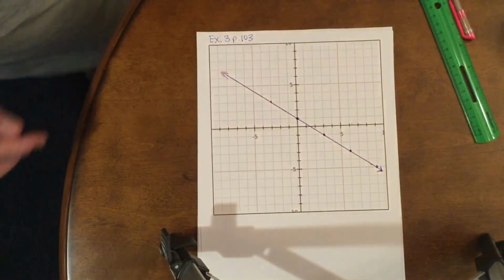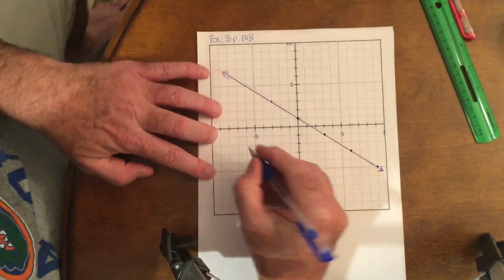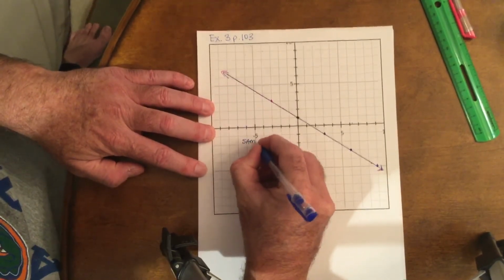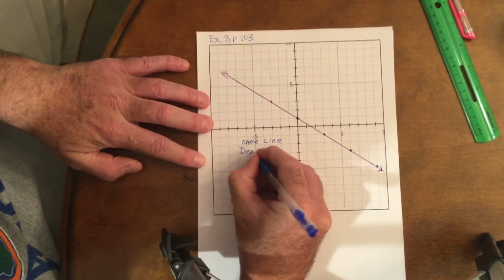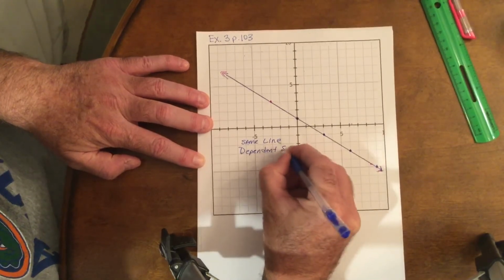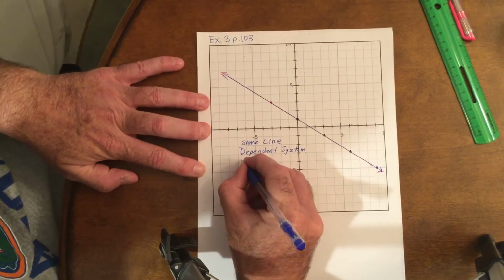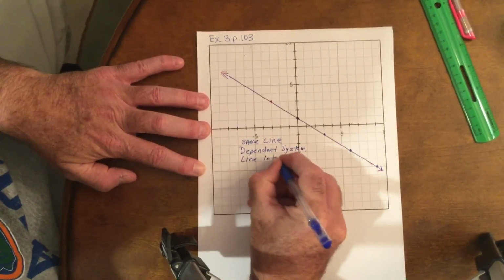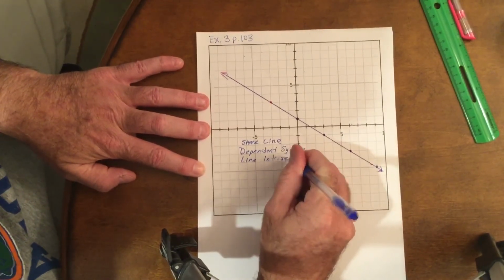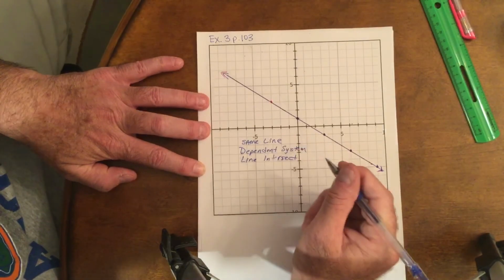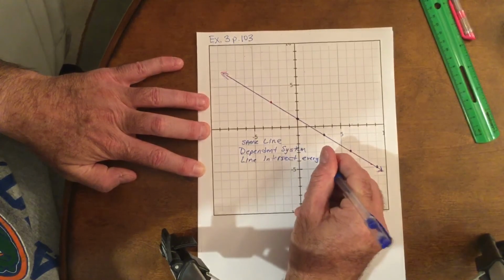So what we have in this situation, and I'm going to try to write this neatly for you because it's important, what we have is the same line, okay? This mathematically is what's called a dependent system. And since the lines are on top of each other, the lines intersect. Uh-oh, my pen is not behaving. There we go. My lines intersect everywhere.